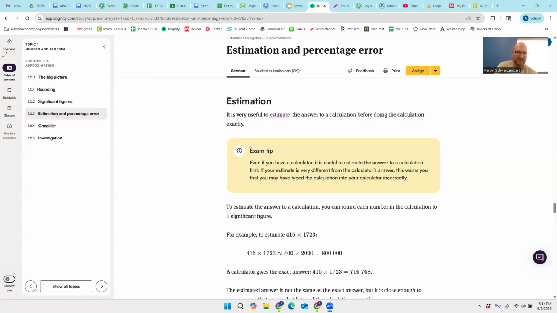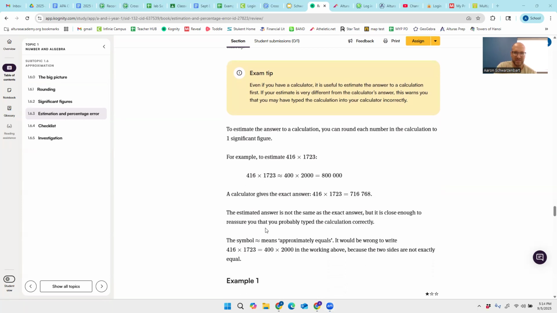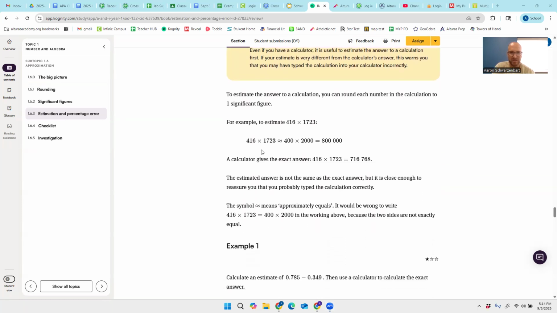Okay, this is estimation and percent error. They give this right here in the book, this estimate. They ask you to estimate 416 times 1,763. So 400 times 2,000. We've just rounded them off to nice numbers that are easy to multiply. 400 times 2,000. 4 times 2 is 8. And I get that many zeros. So 8 with 5 zeros is 800,000.